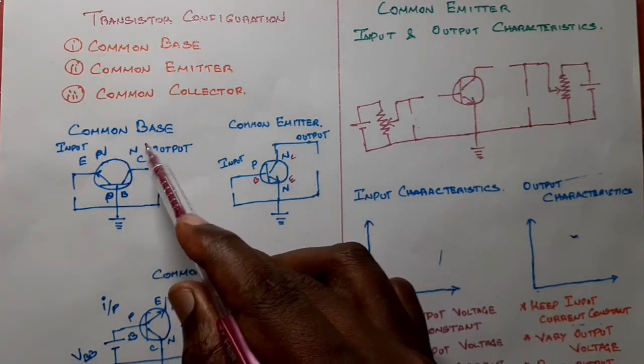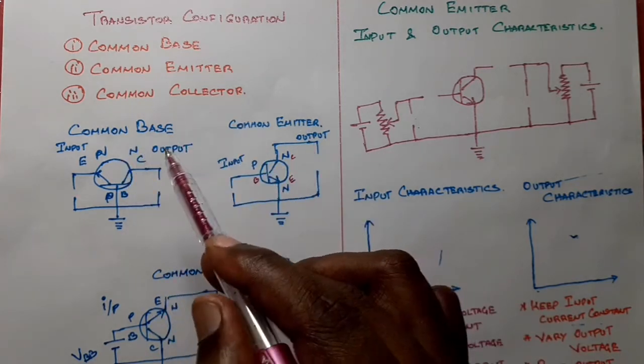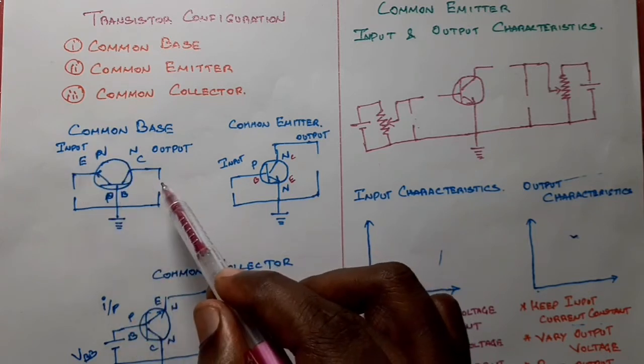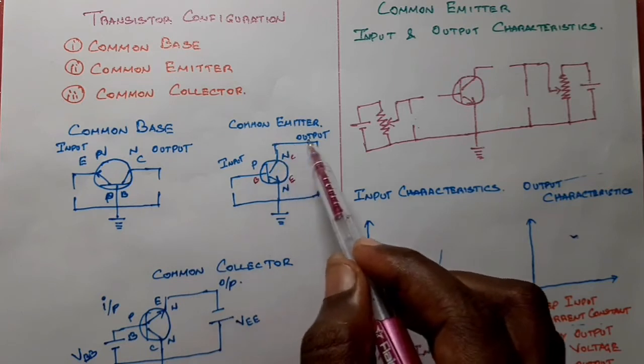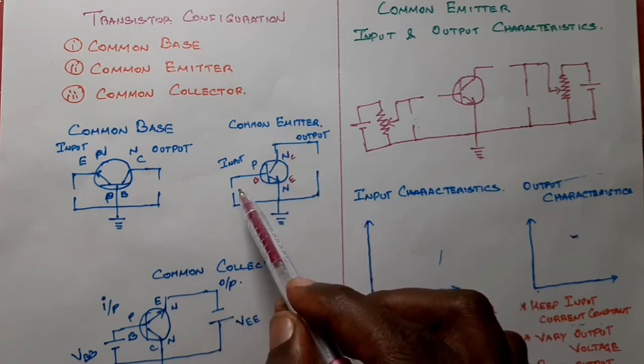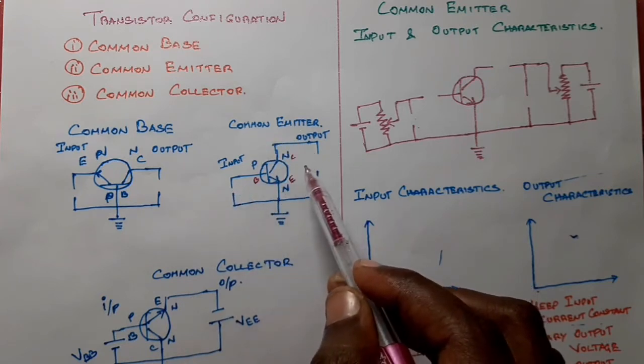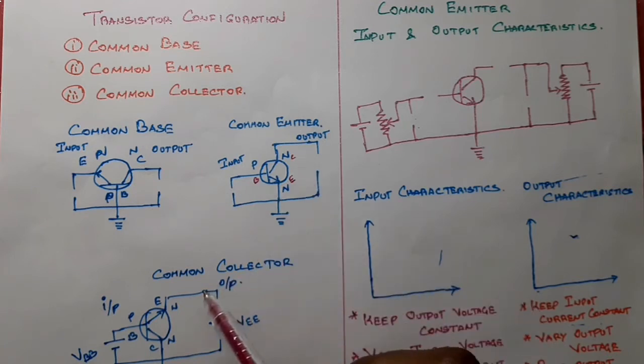So in common base configuration, we should know one more thing also. What is the input and what is the output? Input terminal is emitter, output terminal is collector. For common emitter configuration, input side is base, output side is collector. For a common collector configuration, input side is base and output side is emitter.